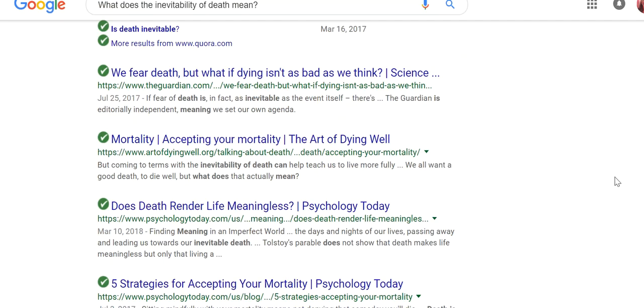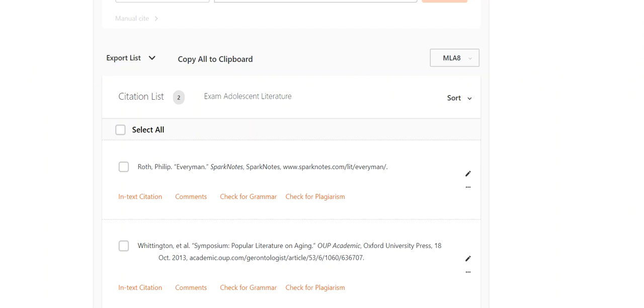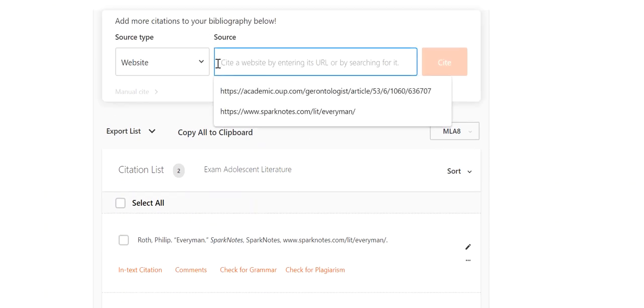After looking around Google and scrolling down a little bit, I came upon something that I think is going to be relevant for my answer to the question, what does inevitability of death mean? And it is this little article right here, accepting my mortality. That looks like a really good article to find a working definition of the inevitability of death. And what's the very first thing I do? That's right, I copy that URL, I go over to EasyBib, and before I ever even look at it, I cite it.